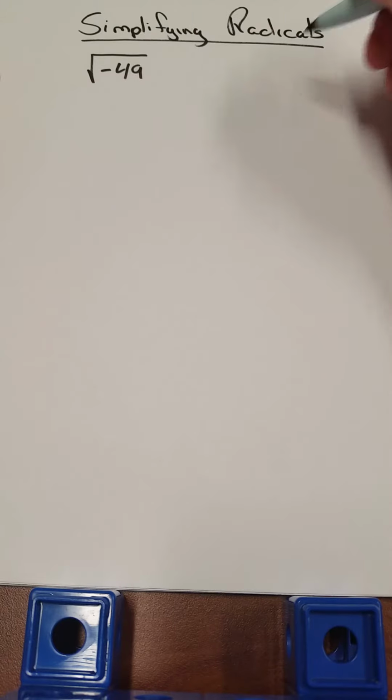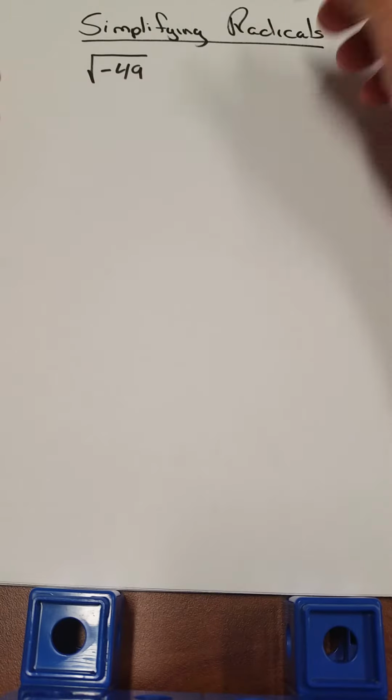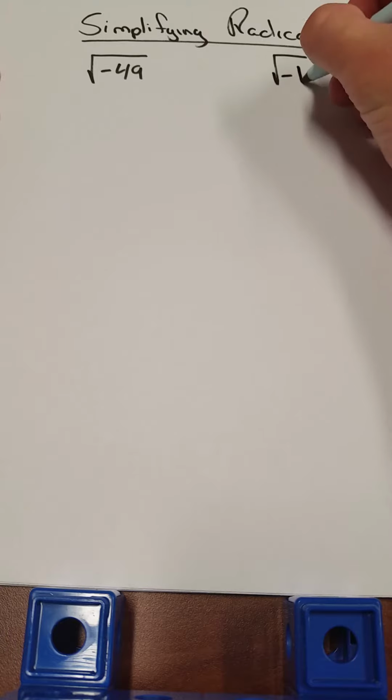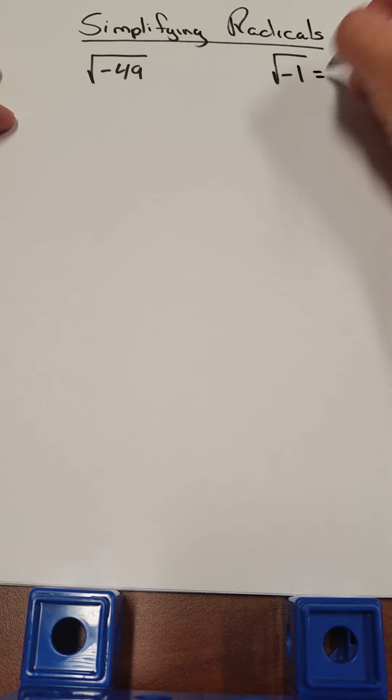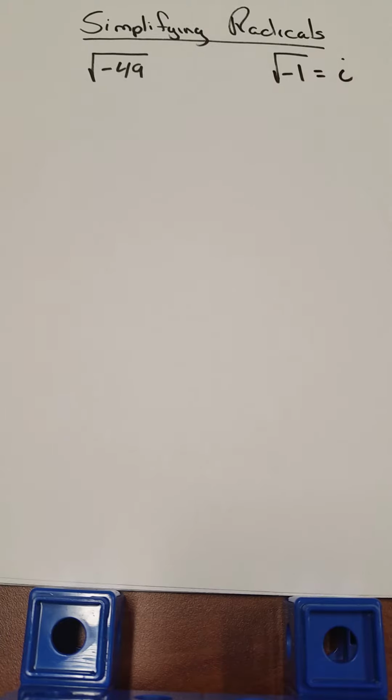With a negative underneath, this is actually where we have imaginary solutions. The square root of negative 1 is equivalent to what we call i, which is our imaginary solution. So every time we see the square root of negative 1, all we have to say is, hey, that's just equivalent to i.